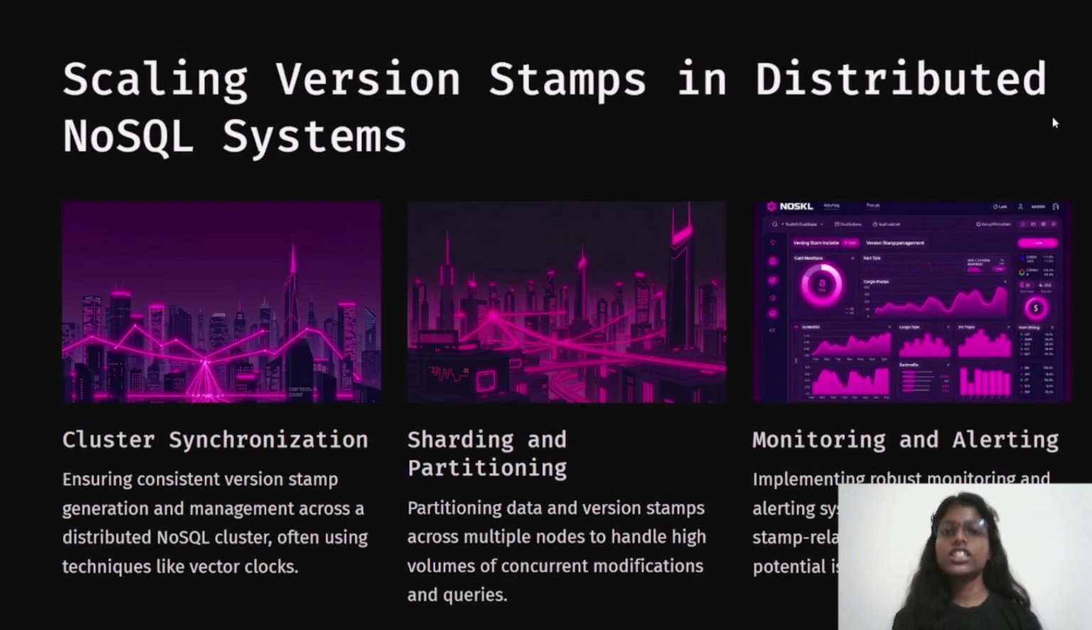Scaling version stamps in distributed NoSQL systems. Cluster synchronization: ensuring consistent version stamp generation and management across a distributed NoSQL cluster, often using techniques like vector clocks. Sharding and partitioning: distributing data based on version stamps across multiple nodes to handle high volumes of concurrent modifications and queries. Monitoring and alerting: implementing robust monitoring and alerting systems to track version stamp related metrics and detect potential issues or bottlenecks.